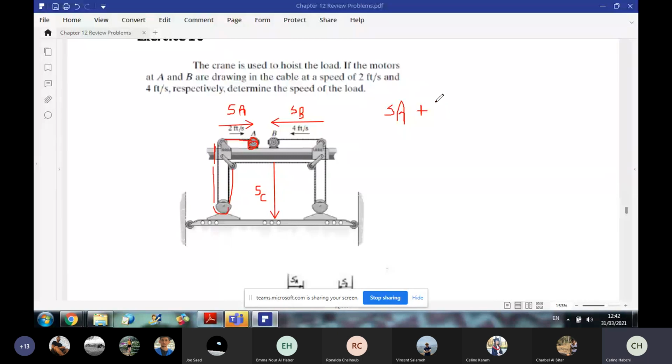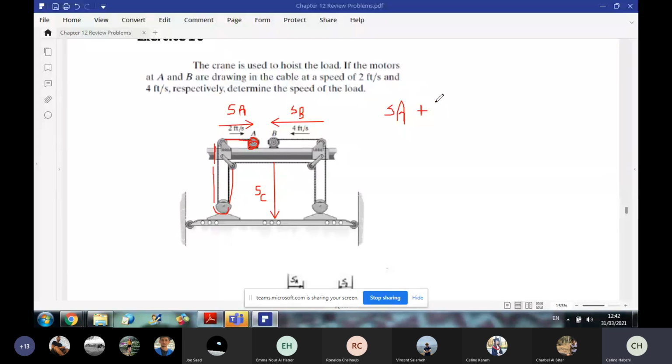Since we have the same conditions for motors A and B, this equation will be added to our system. Okay, so now what do I know? I know delta SC. I know a relation between delta SA and delta SB.